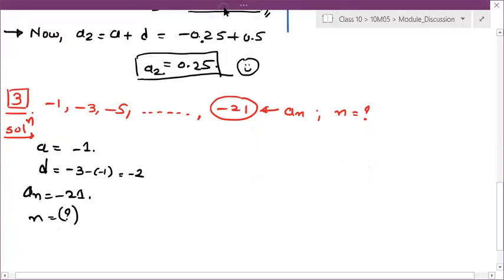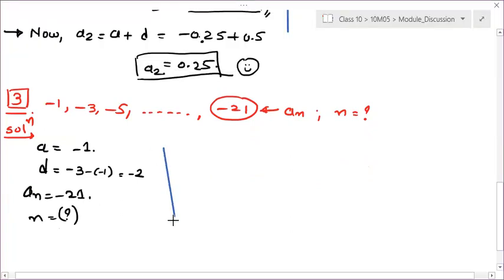So simple. We are going to put the first formula of AN. Right, what is the formula of AN? Just type in chat box.